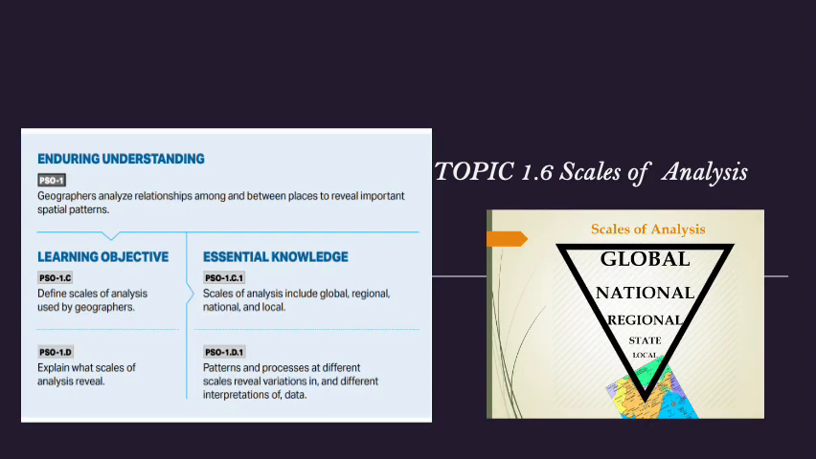In 1.6, we talk about the scales of analysis. Here we talk about global, national, regional, state, and local scales. And our learning objective here is to define scale of analysis used by geographers and explain what scales of analysis reveal. These are the objectives. What you need to know here is that scales of analysis include global, regional, national, and local. You also need to know patterns and processes at different scales reveal variation in and different interpretations of data.